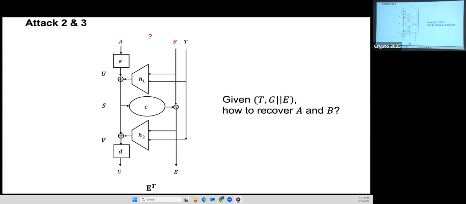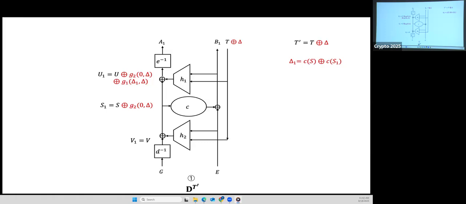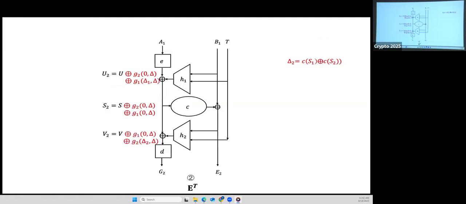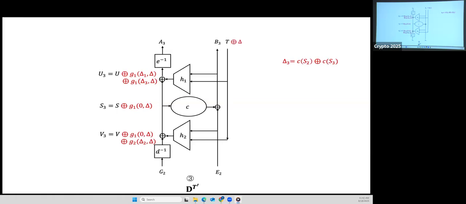Next, let's look at attacks 2 and 3, which apply to arbitrary length messages, not only single block messages. So given the tweak T and the ciphertext GE, the question is how to recover A and B, the entire plaintext. This is the first query, a decryption query. Then comes the second one and the third one.